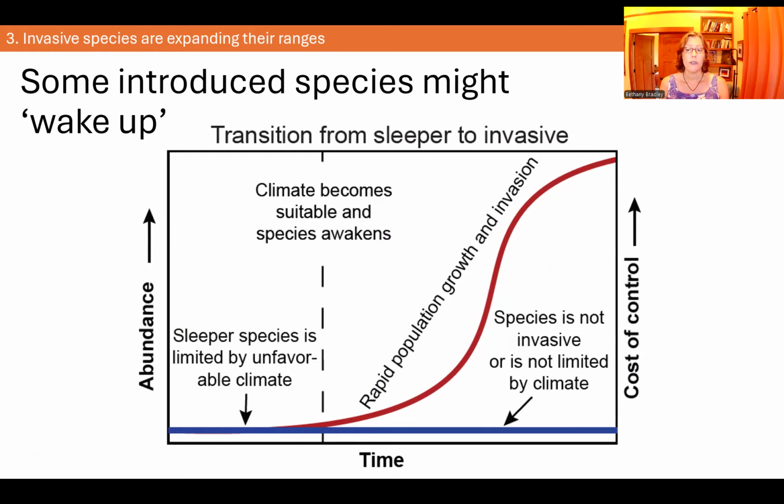Another aspect that's closely related to range shifting species is the concept of sleeper species. So a sleeper species is one that is introduced and established, but at the moment it's not expanding or having impact. So that is, it's not currently invasive at a given location. But with climate change, the species population could grow such that it becomes invasive because the climate conditions become suitable for it. So that's this, climate conditions are warm enough and suddenly you see this rapid population growth.